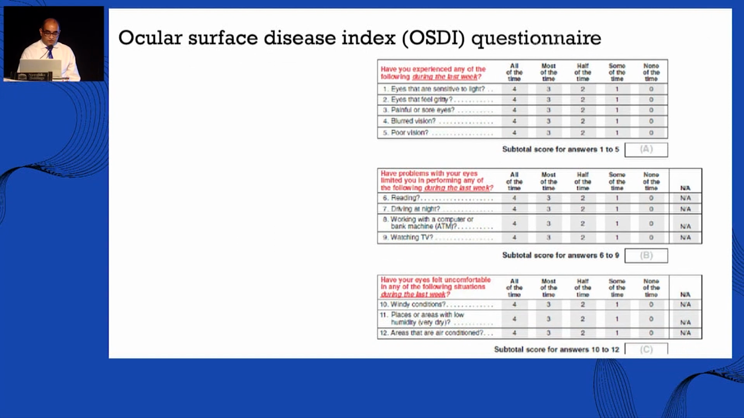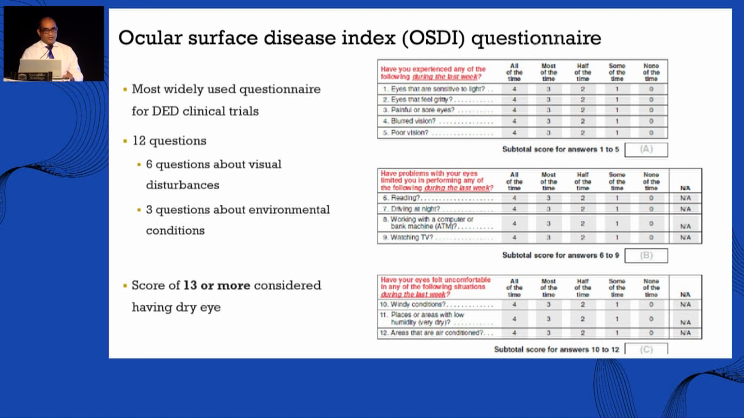When we consider the ocular surface disease index questionnaire, it has 12 questions altogether asking about the dry eye history, whether during the last week you have had sensitivity, grittiness, painful eyes, whether there's blurriness of vision, poor vision, and whether there's difficulty in reading, driving, doing computer work, as well as watching TV, as well as whether you are uncomfortable in windy conditions, low humidity areas, as well as in air conditioning. According to this, they give a score. If the score is 13 or more, then you have dry eye disease.